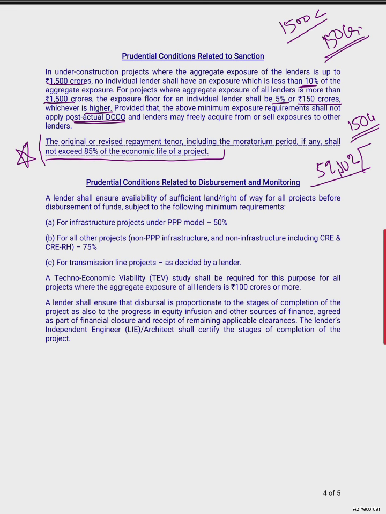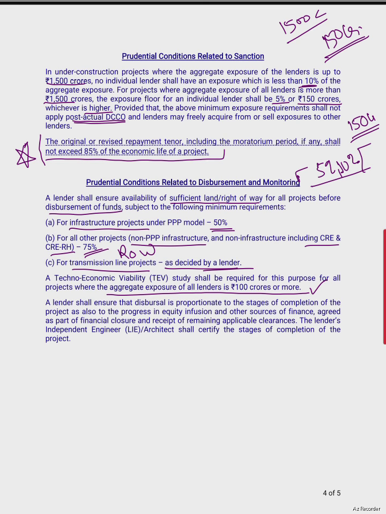Then there are prudential conditions related to disbursement and monitoring. It says that a lender shall ensure availability of sufficient land or right of way for all projects before disbursement of funds, which, in case of infrastructure, means 50% right of way should be available. For non-PPP infrastructure, including CRE and CRH, 75% right of way should be available. And in case of transmission lines, it will be decided by the lender himself. Or TEV study shall be required for all the projects where aggregate exposure by all the lenders is 100 crore or more. This is also one of the new stipulations which was not in the previous norms.